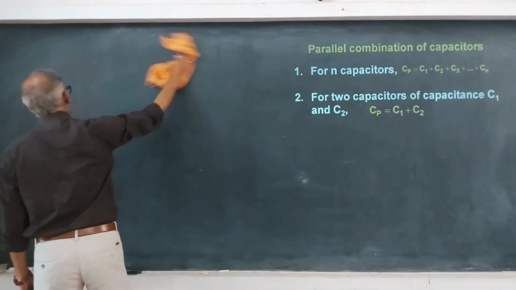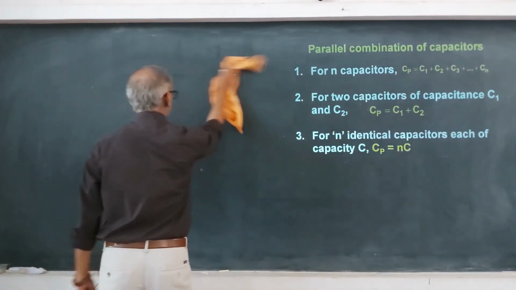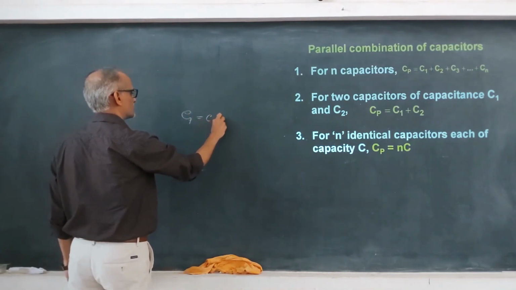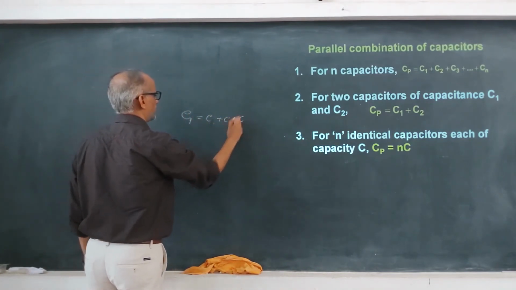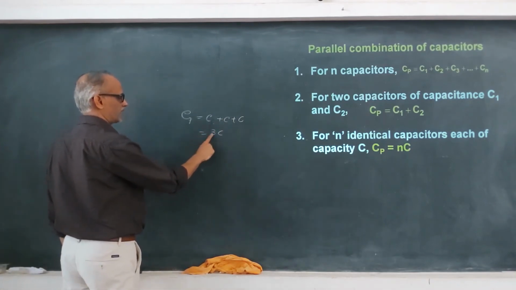For two capacitors, Cp is equal to C1 plus C2. For n identical capacitors, Cp is equal to C plus C plus C. If I take 3 capacitors, that becomes 3C. If there are 4, 4C. If there are n, nC.